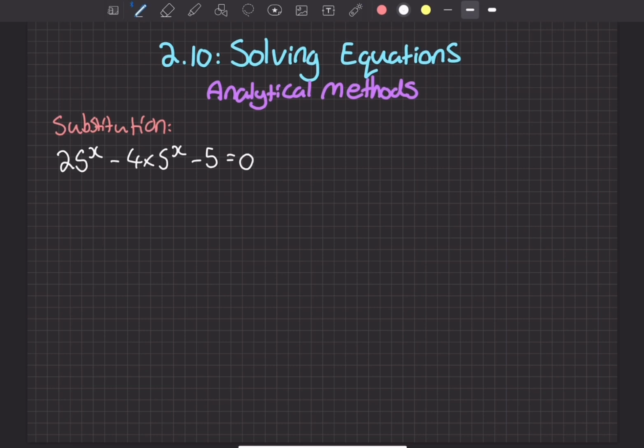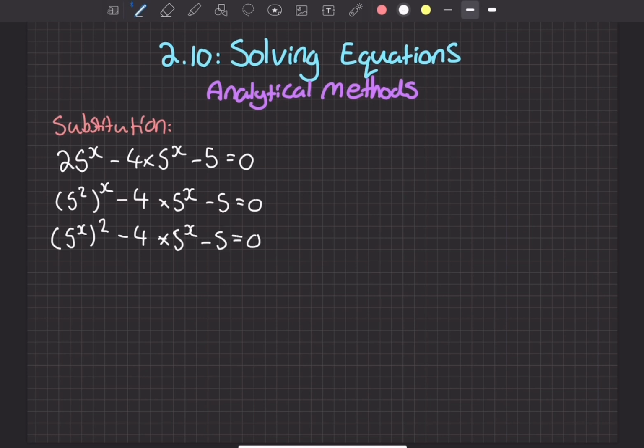Well, first things first, we can rewrite this 25, right? This 25 here is 5 squared, right? And next thing, we know that using index laws, exponent laws, that (5 squared) to the power of x can be rewritten as (5 to the power of x) squared, right? You just switch these two around and it's the same thing. And you just keep going, minus 4 times 5 to the power of x, minus 5 equals 0. And now you have your quadratic here. You have something squared minus 4 times your variable minus 5 equals 0.